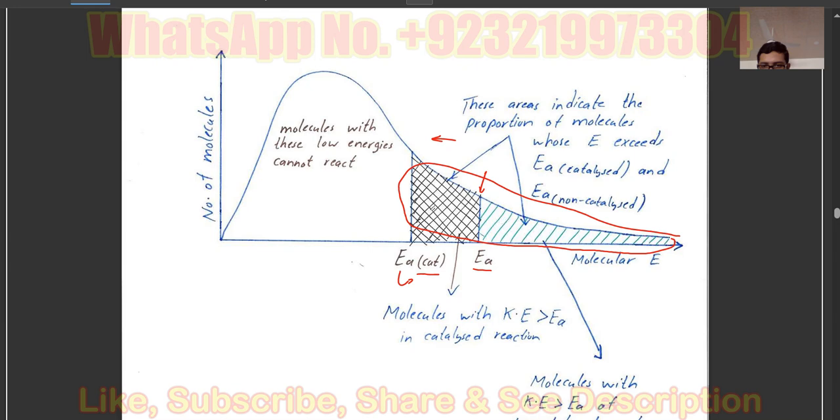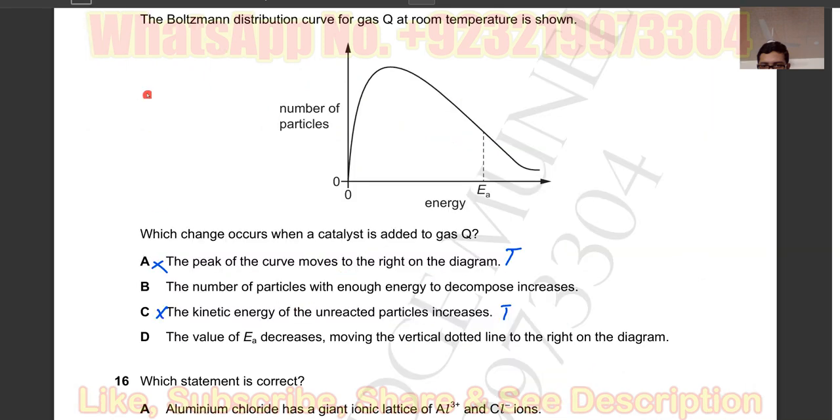More molecules have the energy, and you are also looking at the position of the dotted line has moved from right to left. However, in the D option, it says that the value of activation energy decreases. That is a correct statement. That is a correct fact. However, moving the vertical line to the right is incorrect. It does not move to the right. Instead, it moves to the left side.